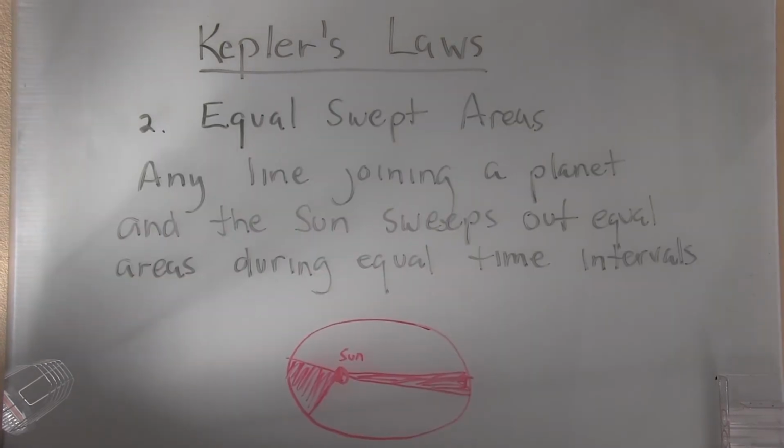Kepler's second law is equal swept areas, and it says that any line joining a planet and the sun sweeps out equal areas during equal time intervals. So in my diagram below, we have 2 areas, and they're equal, and that means that the time it takes a planet to go from one side of the area on one little shape to the other is the same time. So that means when the planet is closest to the sun, it's going faster.